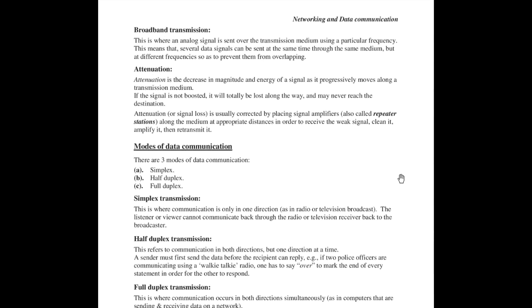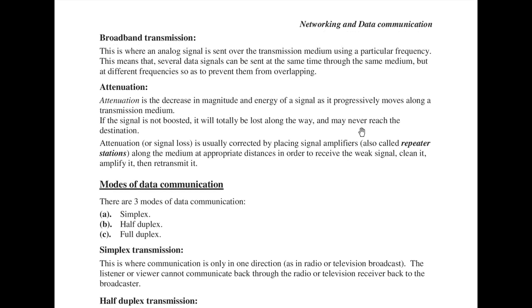So we have broadband. Broadband is an analog signal. This is where an analog signal is sent over the transmission media using a particular frequency. Like now when we are talking about a modem, it usually uses broadband. That is the analog signal, which must be converted through modulation and demodulation.